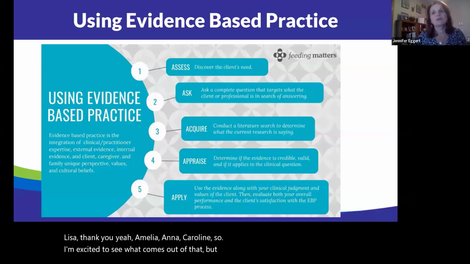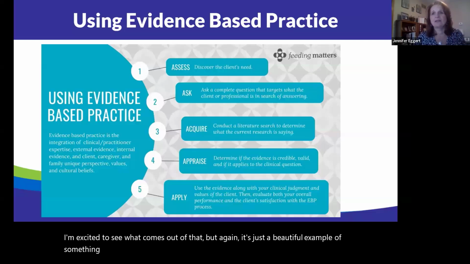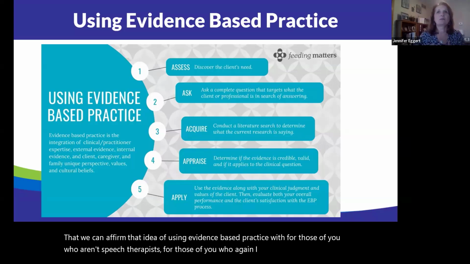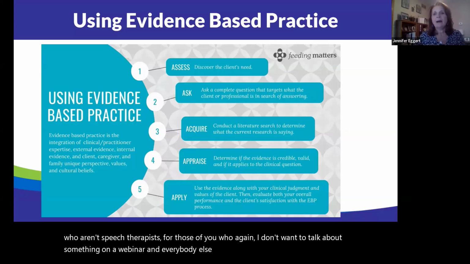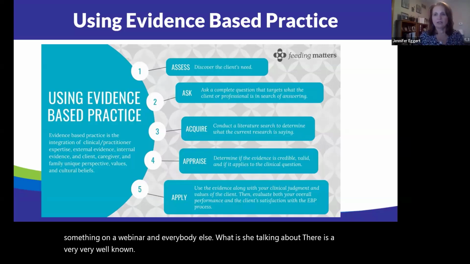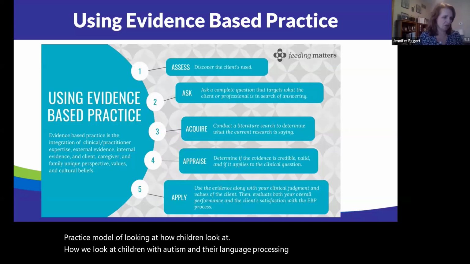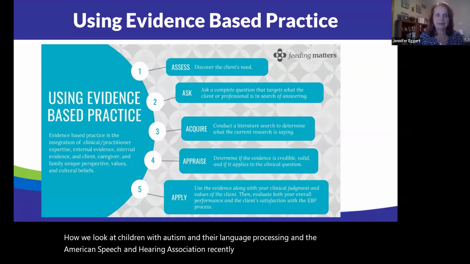But again, it's just a beautiful example of something that recently happened that we can affirm that idea of using evidence-based practice with. For those of you who aren't speech therapists, I don't want to talk about something on a webinar and everybody goes, well, what is she talking about? There is a very, very well-known practice model of how we look at children with autism and their language processing. And the American Speech and Hearing Association recently published a paper related to that.